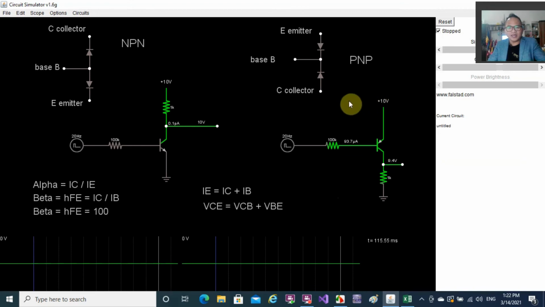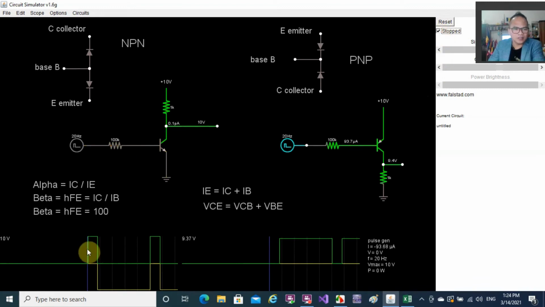The majority carrier in our PNP is the holes. The voltage from collector to emitter is negative. Run, start, reset, stop. Input is 10 high, 0 volts here. And then the next cycle goes down to 0 volts, high output, which is 9.4 volts. So 10 minus 0.7 is roughly 9.3 something.